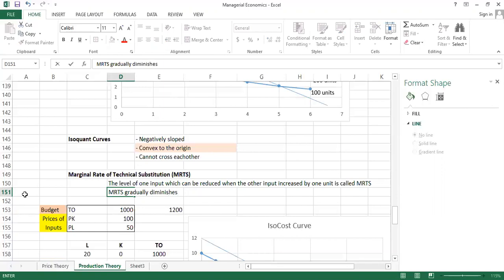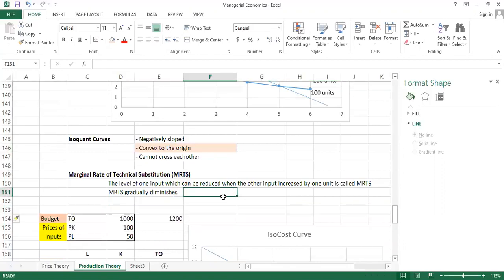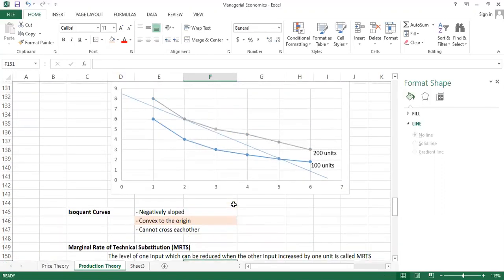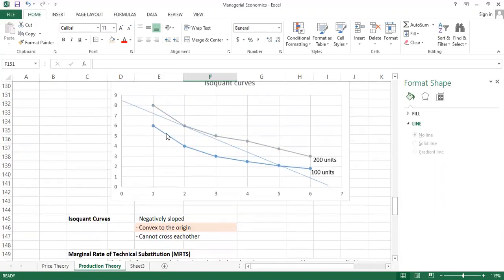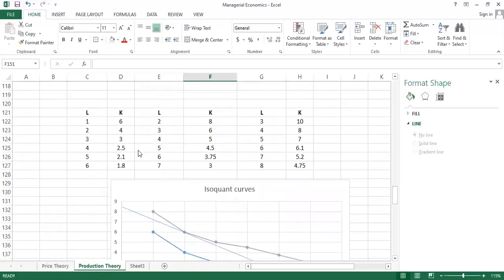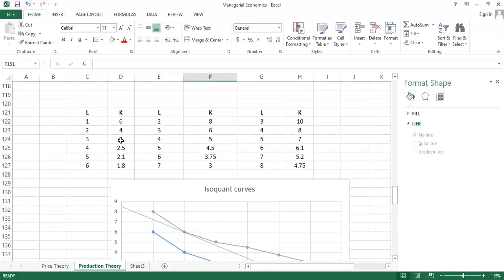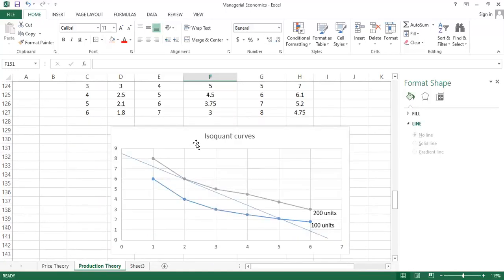Right, it gradually diminishes. That is because when we increase one input, the other input can be decreased only up to a certain level. When you increase labor up to a certain point, capital can be reduced. Even if you increase labor to 7, 8, 9, 10, that minimum level of capital is still required. After a certain level, what we can reduce from capital will be very, very low. So we can't reduce further.